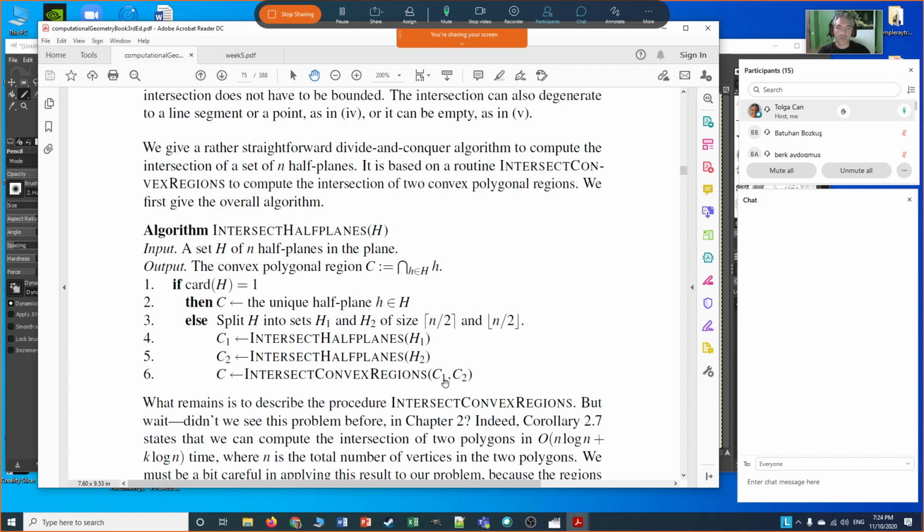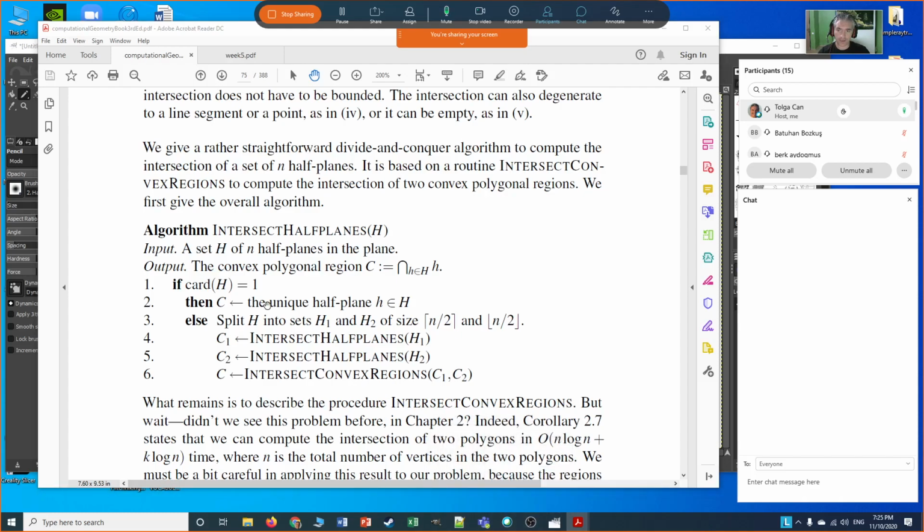We have 2 convex polygons and we try to find their intersection, and this can be done in linear time actually. It's just like the merge step of merge sort. If you're given 2 sorted lists, you can merge them in linear time easily. So this becomes like the merge step of merge sort. Therefore, the recurrence relation is T(n) = 2T(n/2) + O(n). This gives us an n log n algorithm.